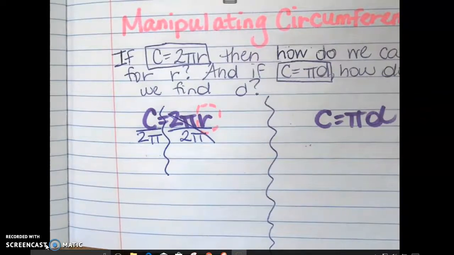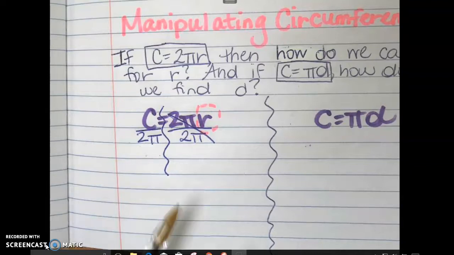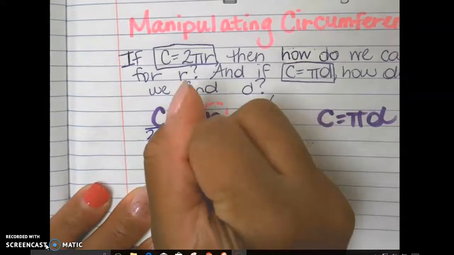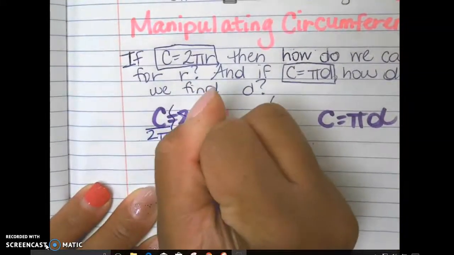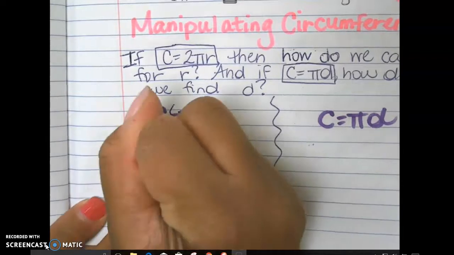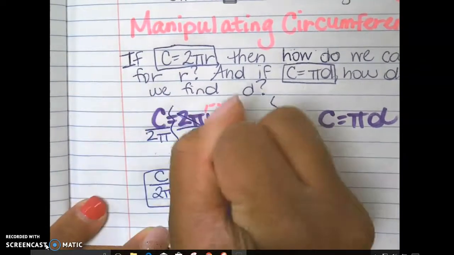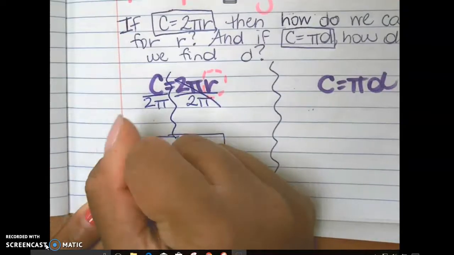You need to be writing this down. Who's left by itself? Radius. R equals circumference divided by 2 pi. This is how I solve for radius.